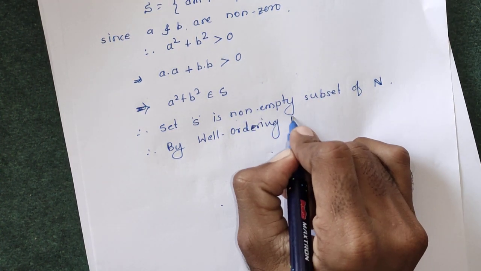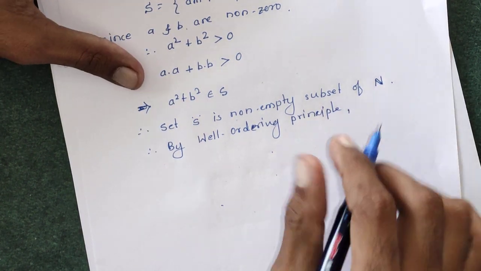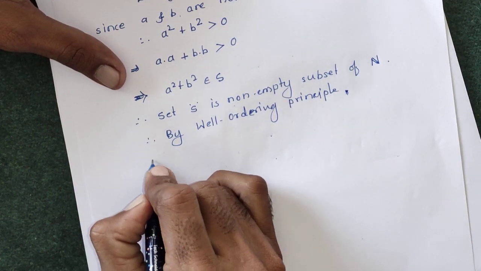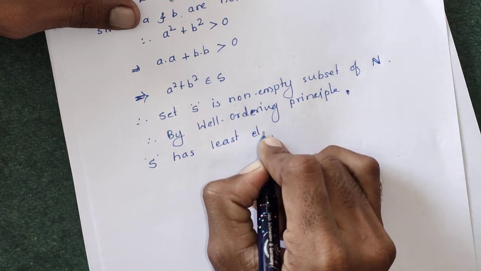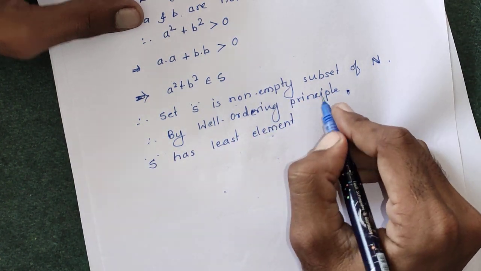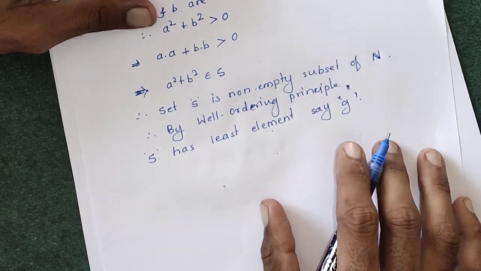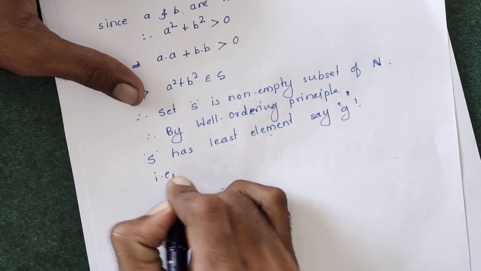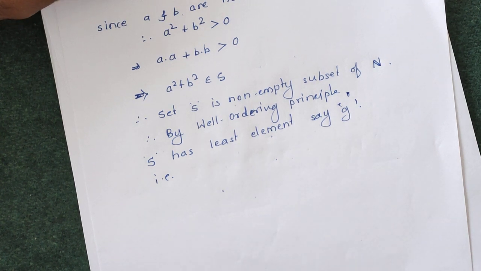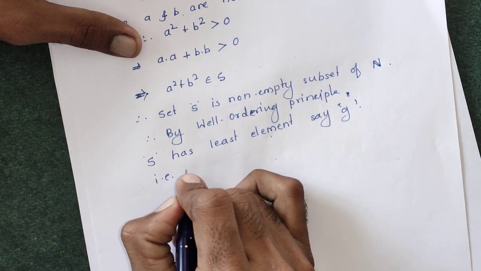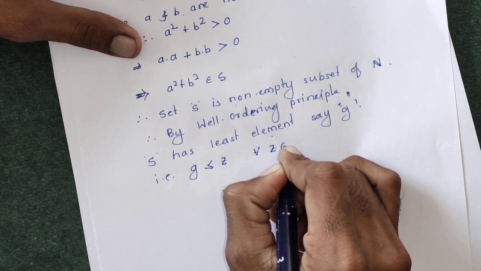by the well ordering principle, we have that S has a least element. Suppose it is g. Therefore, g is the least element of this set S, which implies all the elements in the set S are greater than or equal to g. That is, g is less than or equal to z for all z belongs to S.